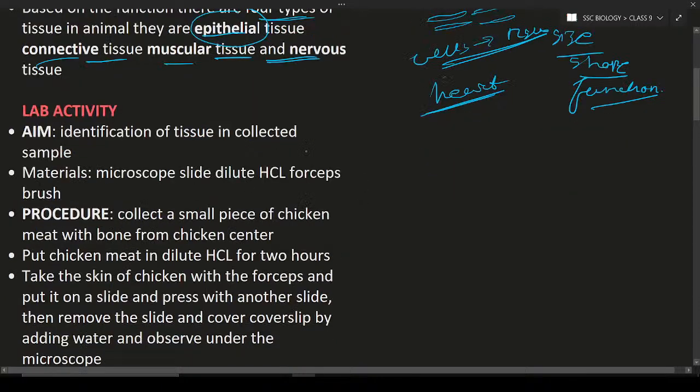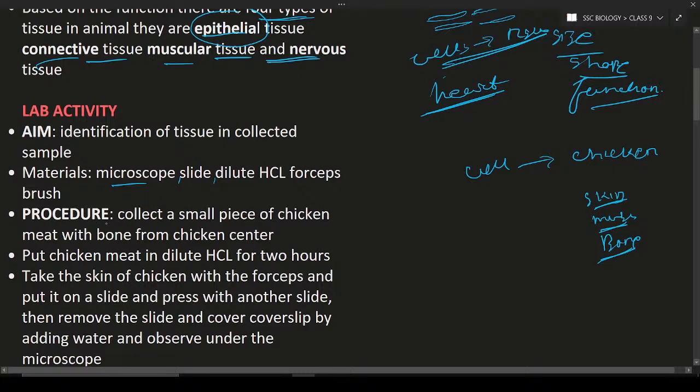In this lab activity, first of all we have to identify different types of cells in chicken tissue. What you need is a small piece of chicken with bone, having the skin, muscles, and also bone. All these 3 things should be present. We get a small piece of chicken from the chicken shop or the market. Then we need some materials: a microscope slide, dilute HCl, forceps, and a brush.